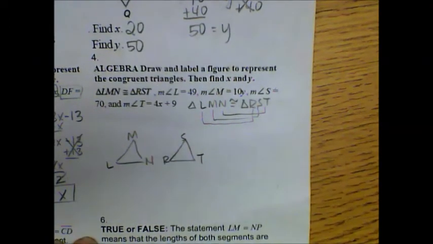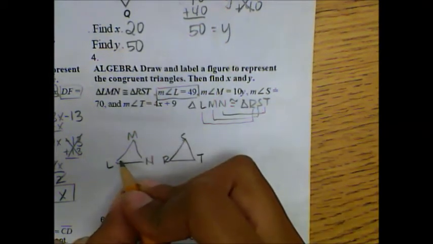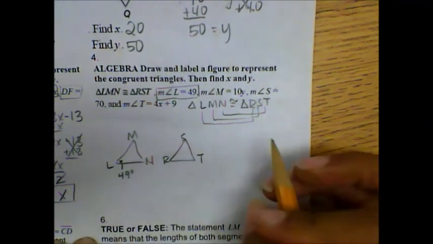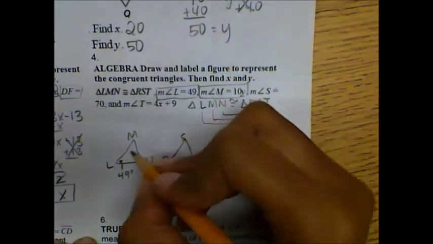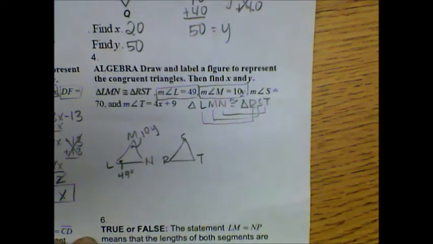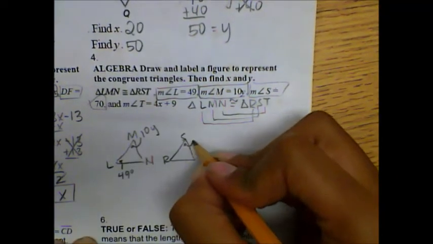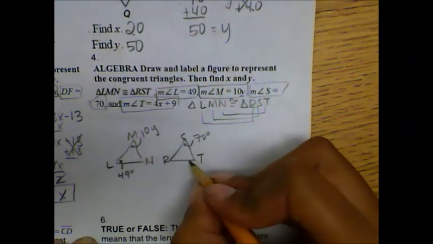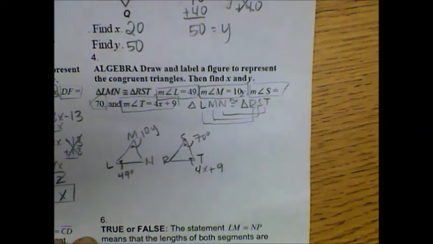Alright, so let's look at the information that's given to us. Angle M measures 49 degrees, so that right there, angle L is 49 degrees. The measure of angle M is 10y, so that one right there is 10y. The measure of angle S is going to be equal to 70, so S right there is going to be equal to 70 degrees. And last but not least, we have the measure of angle T is equal to 4x plus 9.